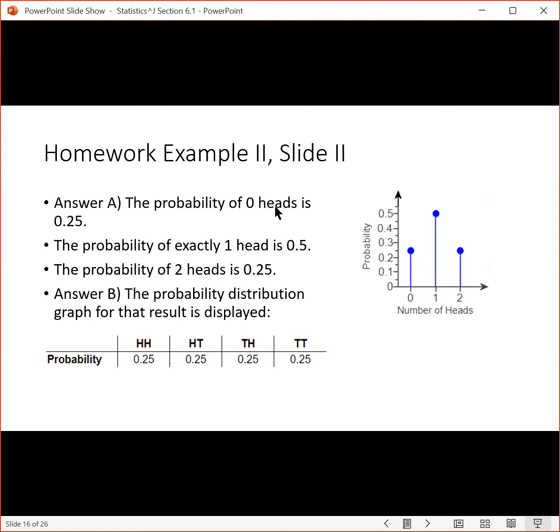All right, so 0 heads, 25%, 1 head, 50%, 2 heads, 25%. And then a graph version of that would look like this. You've got the outcomes on one axis, the probabilities on the other, and the heights should be the relative sizes of these numbers. Okay, the middle one is twice the other two, so it should be twice as tall, which it does look to be. And then that's it. Okay, that's the answer. Okay, so let's move on.